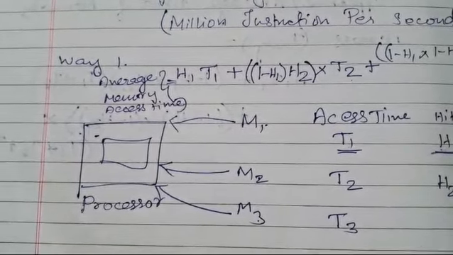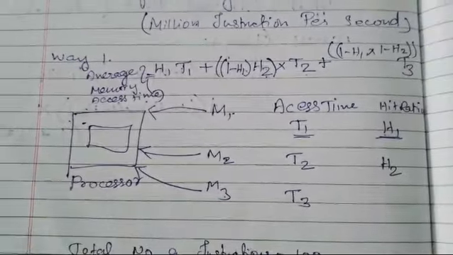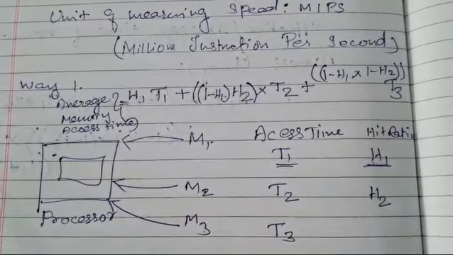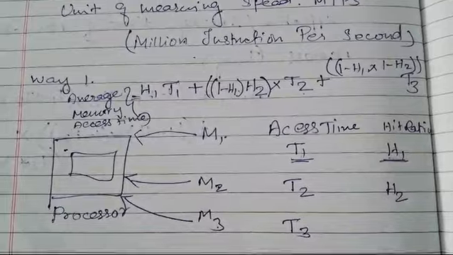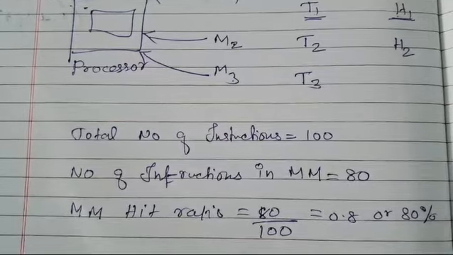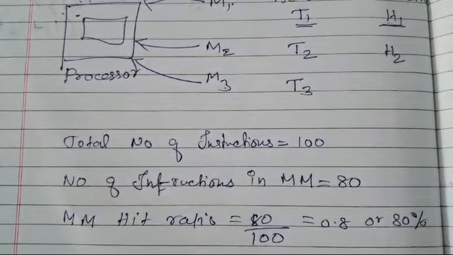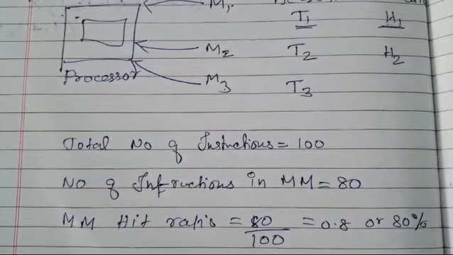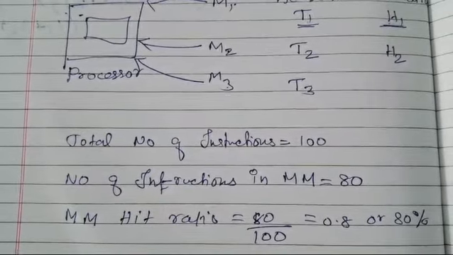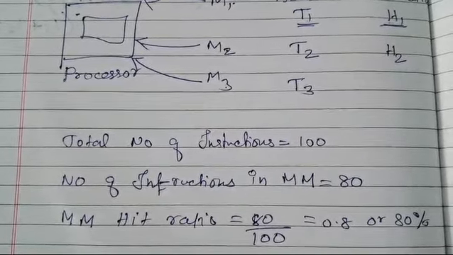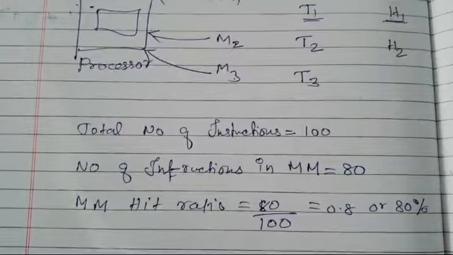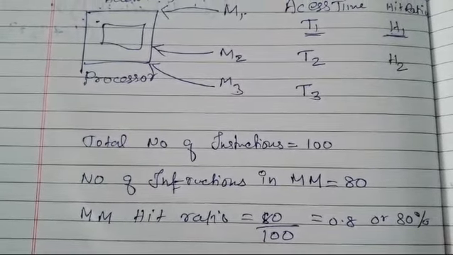So the average memory access time is calculated from the access time and the hit ratio. The hit ratio is nothing but the number of instructions that hit in the memory out of the total. Suppose the total number of instructions is 100, and the memory hits only 80, then the hit ratio is 0.8 or 80%. Likewise, we can calculate the hit ratio.